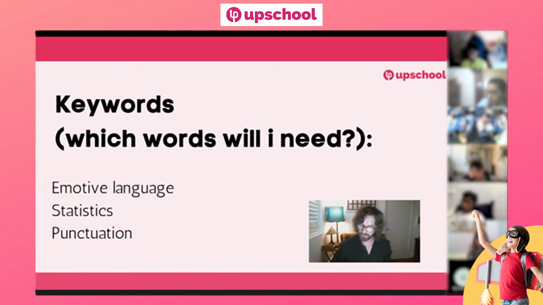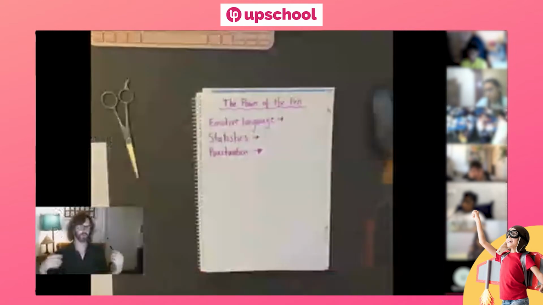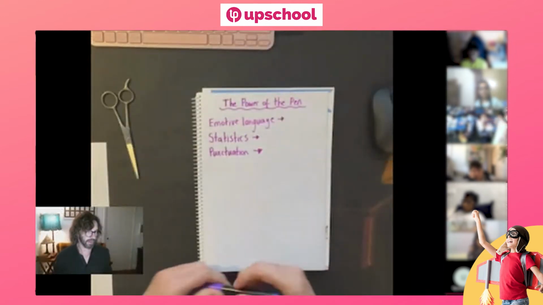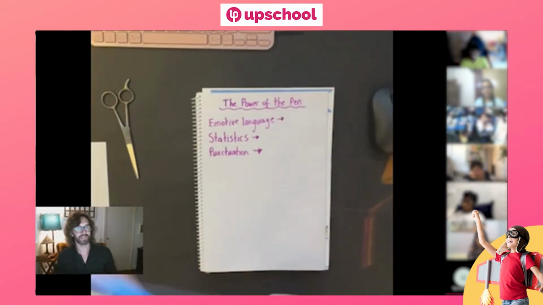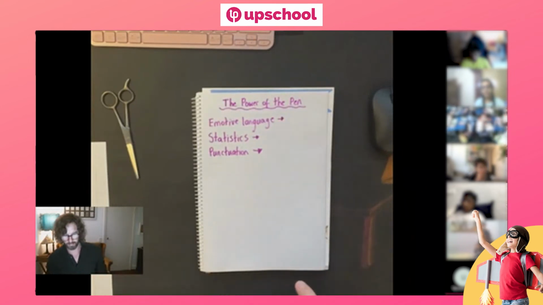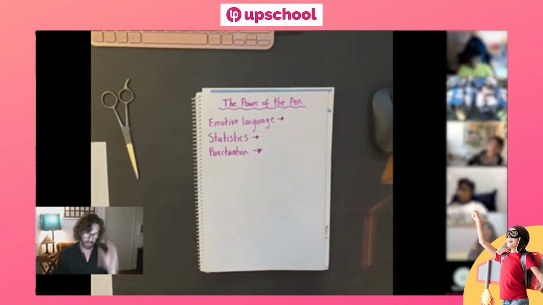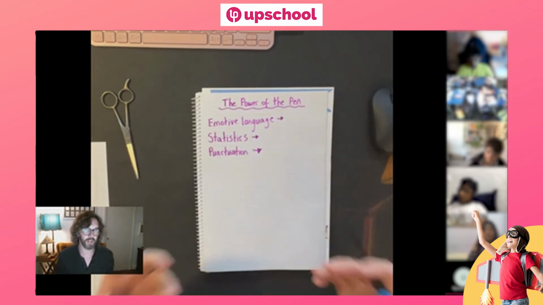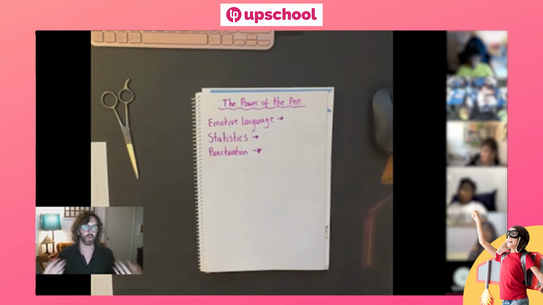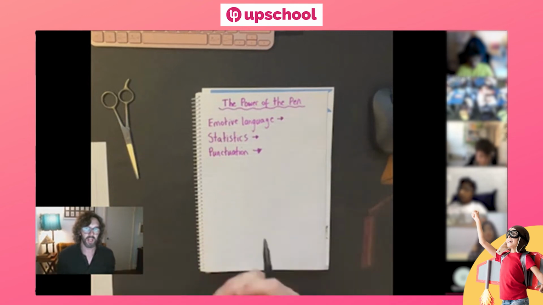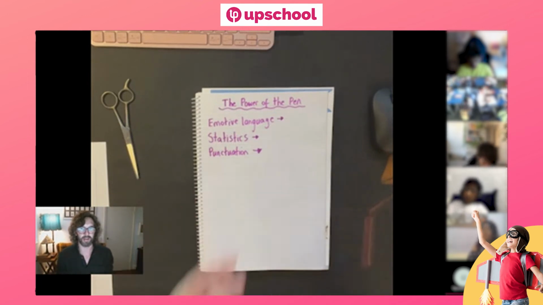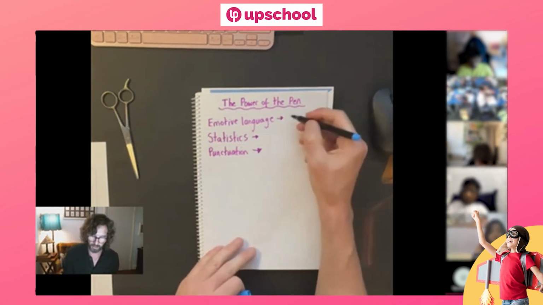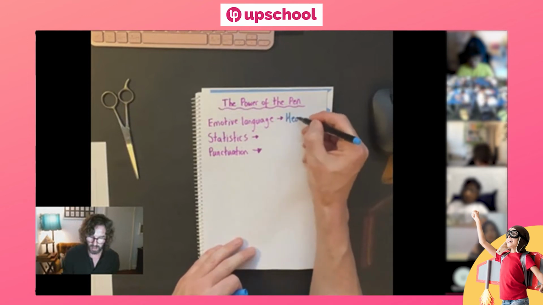Now, let's go back and have a look at what these words actually mean. Now, they're quite complicated words, but I'm going to make them really simple for you so you can understand them. So let's go to the first one. The first one, emotive language. Now, obviously, we know what a language is. Language is words that we speak or we write. But emotive language is a special type of language. It's a language from the heart.